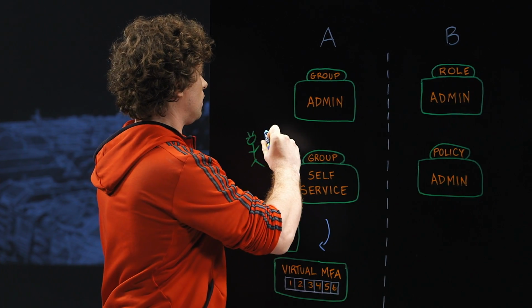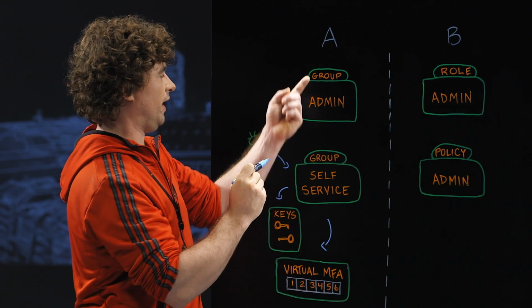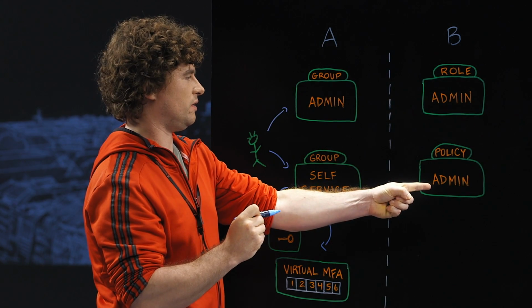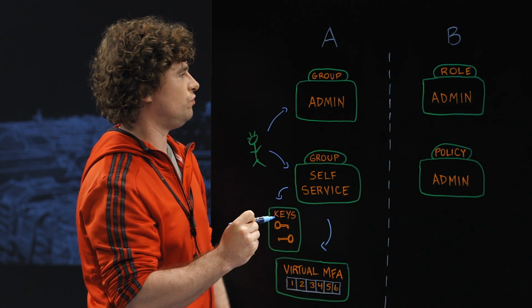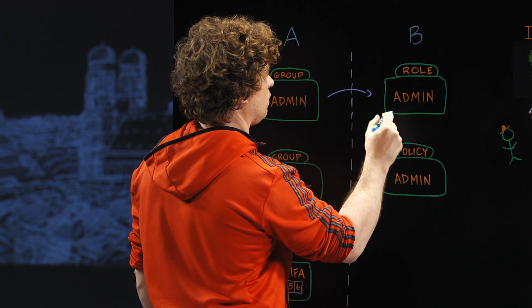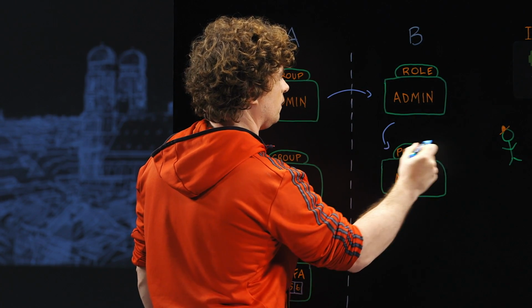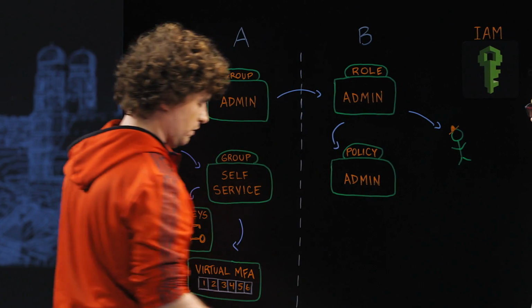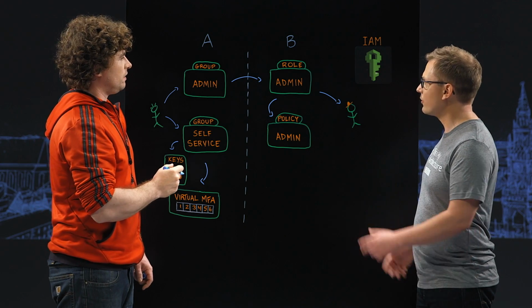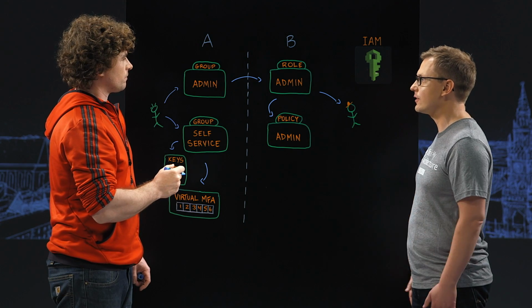Let's say you are part of an admin group in account A, and you want to assume the admin role and the associated policy for admin in account B to do admin things, to become the admin, right? So you use STS to assume this role, and then you become an admin wearing an admin hat. Cool. What are some of the challenges that you typically run into?